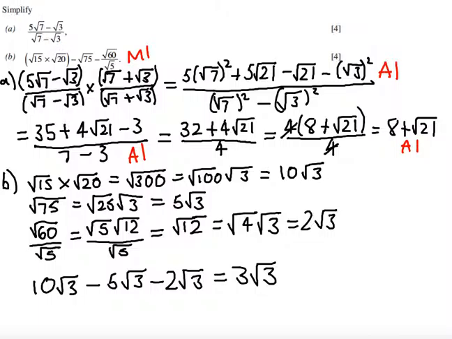So how are the marks distributed in this question? Well, you get a standalone B1 mark if you identify that root 15 times root 20 simplifies to 10 root 3. You get a standalone mark if you can identify root 75 simplifies to give me 5 root 3. You get a standalone B mark if you identify root 60 over root 5 gives you 2 root 3. And then finally, if you collect the terms and you get an answer of 3 root 3, you get your final standalone mark.